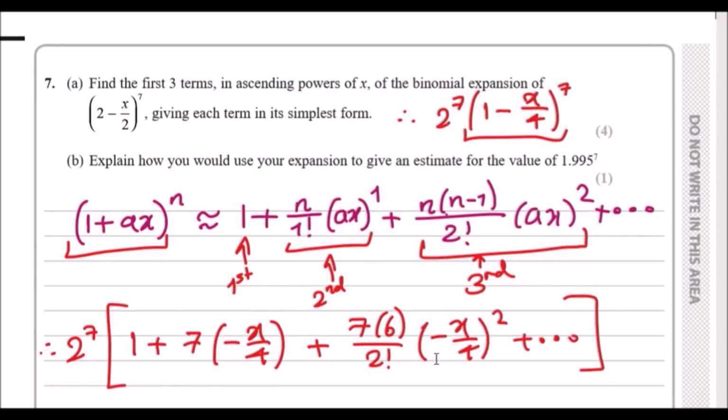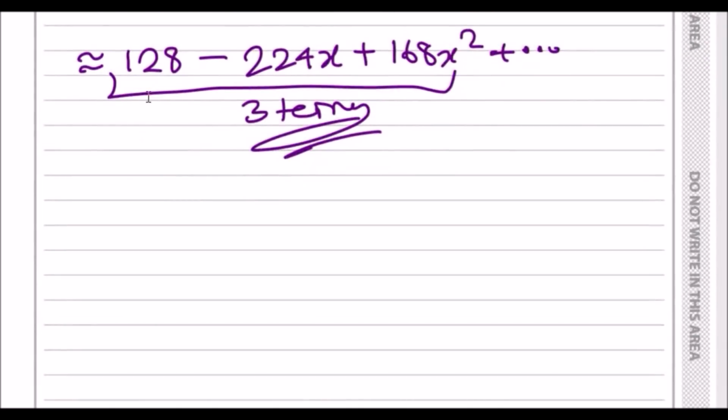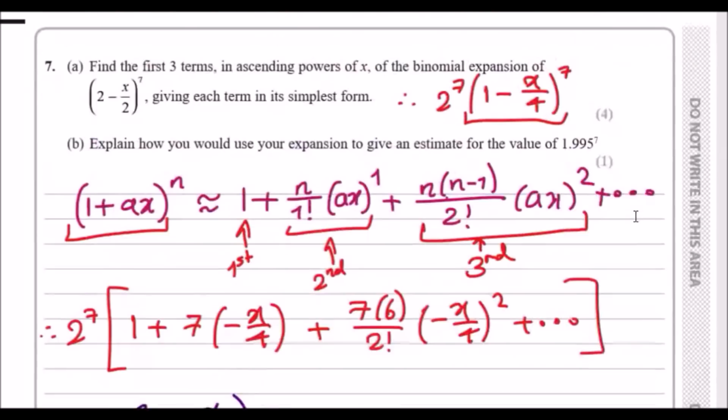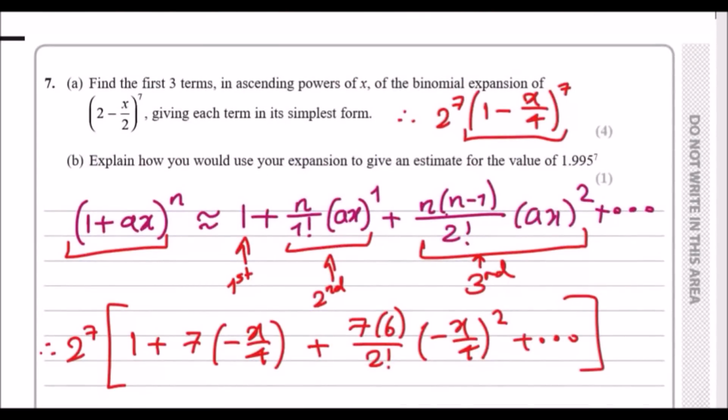So now that you've already solved this, all you do is expand it carefully, multiplying each term as it is, and when you do that, you should get this, literally as simple as that. 128 minus 224x plus 168x squared. And you can just write plus dot dot dot, indicating that of course it goes on for more terms, but we just want the first 3 terms, and voila. Now B, let's finish this off here.